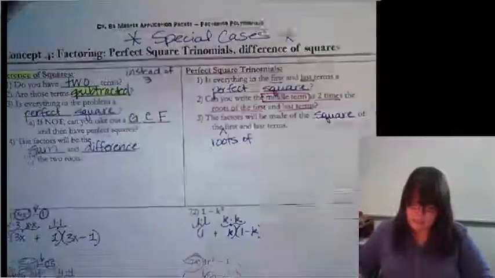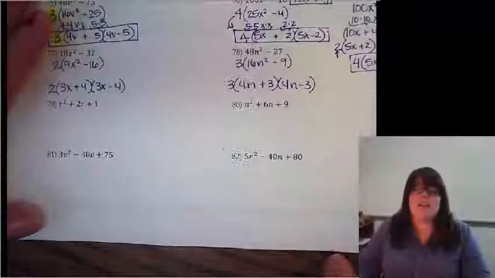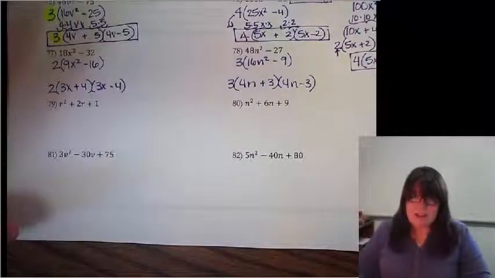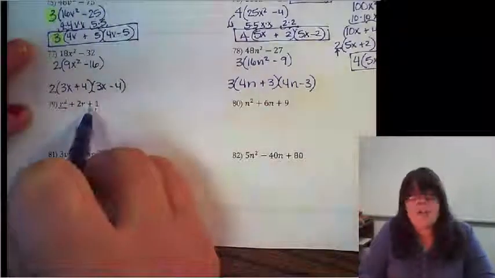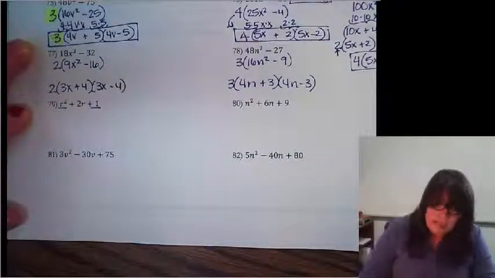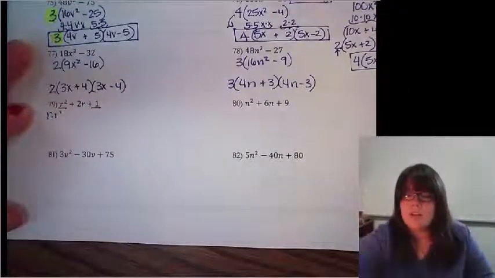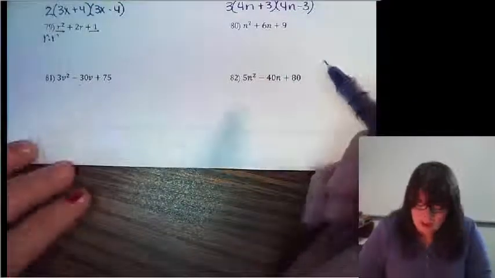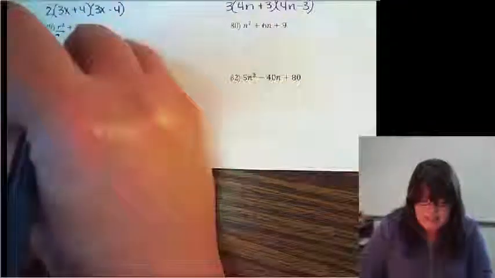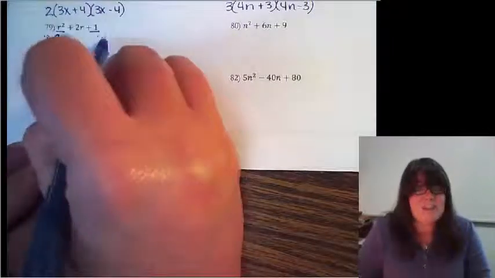So come on down with me to number 79. Okay, so we have a trinomial that we need to factor. So the first thing I'm going to look at is my first term and my last term. Are they perfect squares? Let's see. R squared can be written as R times R, and since these are the same, that's the square root. So that's a perfect square. 1 can be 1 times 1, so that's a perfect square.